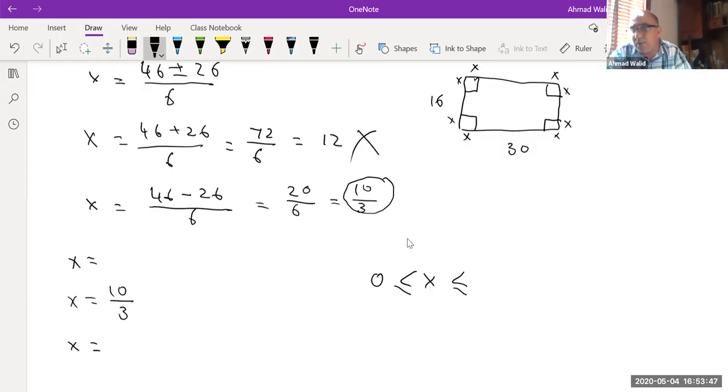If X is 0, right? It means do not do any cut. What will be the highest value X can take? How much can this X be, the highest? If the total is 16, how much will be the highest X you can take?